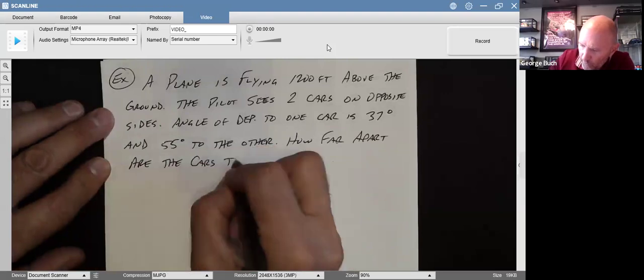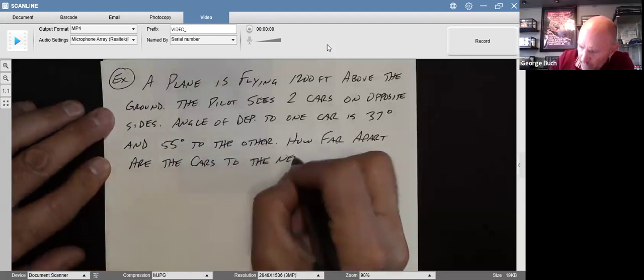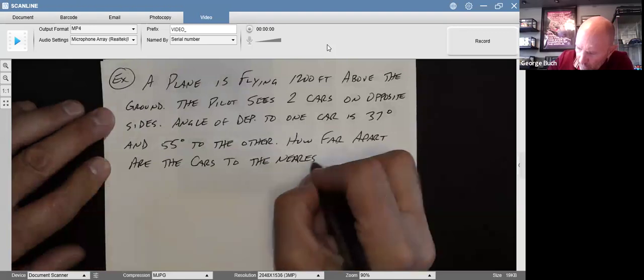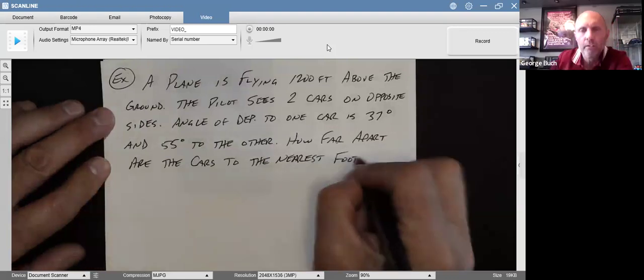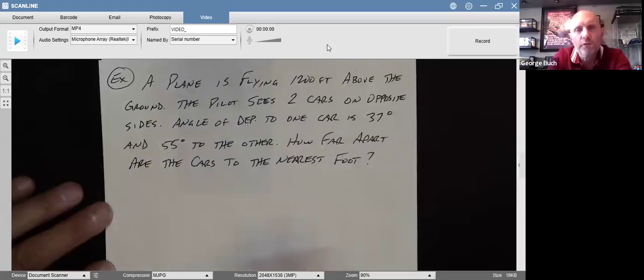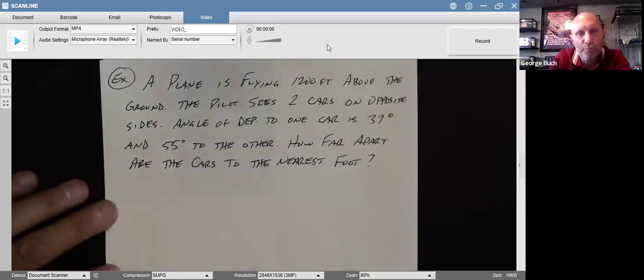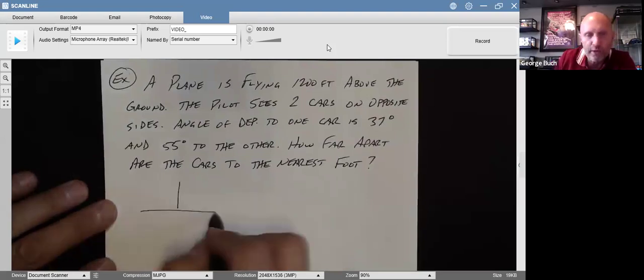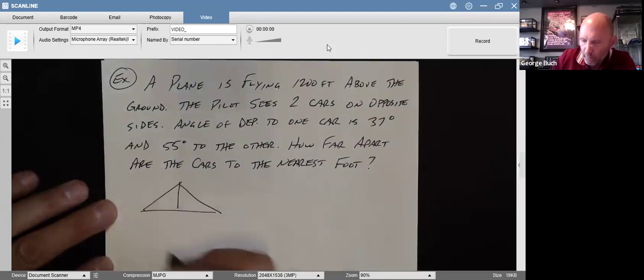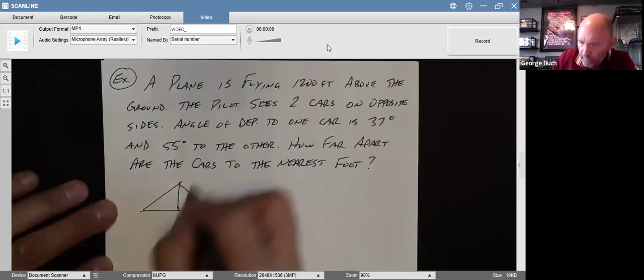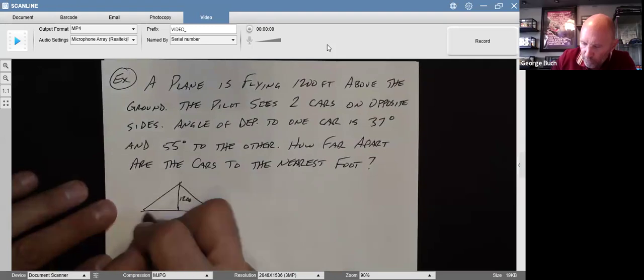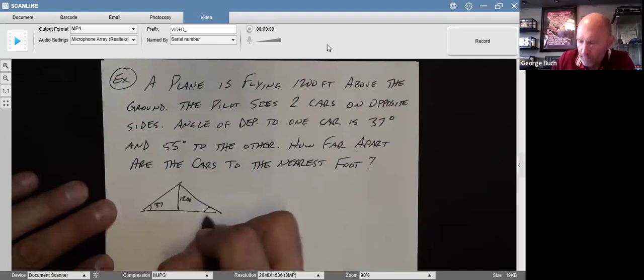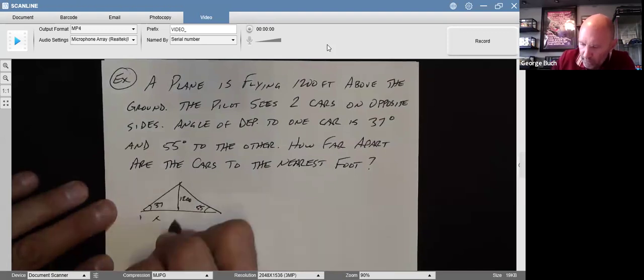To the nearest foot. So this is our plane over the straight road kind of problem. They're on opposite sides, so it's this picture here. We know the height is 1,200. We know one angle of depression, which is the same as the angle of elevation up, is 37 and the other is 55. So this guy is X, this guy is Y, and we want to know the total distance that they're apart.